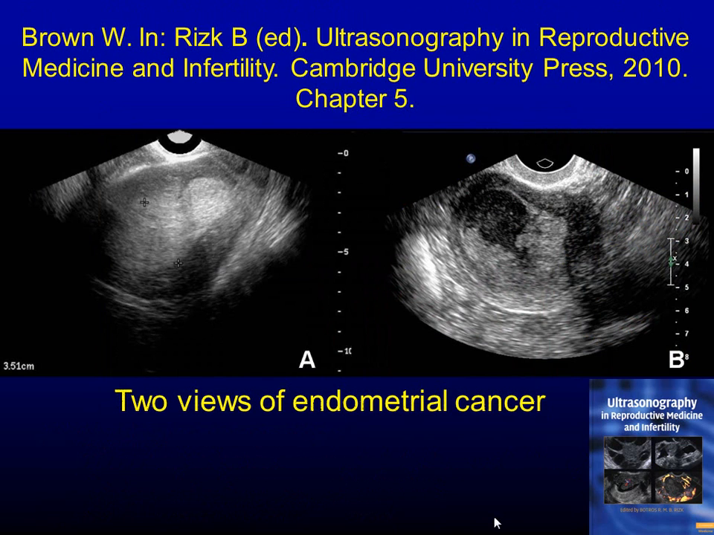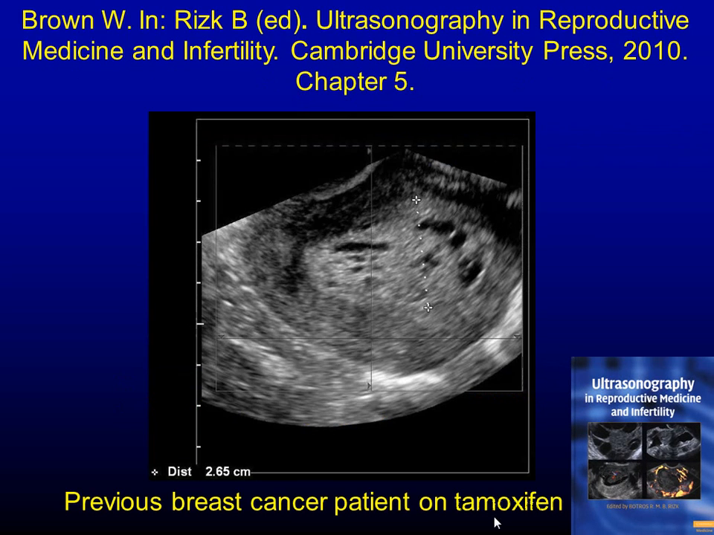This unfortunate lady had breast cancer, and had endometrial cancer, and it looked like she has a cystic area and fluid and so on. This was not fluid, was not a cystic area, it was part of the degenerated part of her endometrial carcinoma. This lady had breast cancer and has been on tamoxifen. And tamoxifen is a bit of a problem because it's tricky.